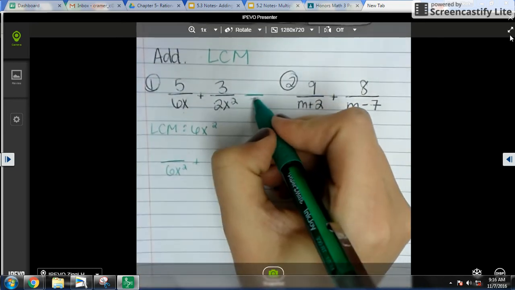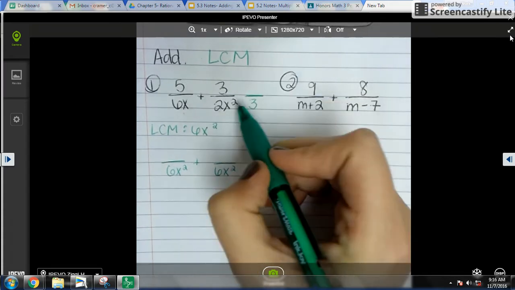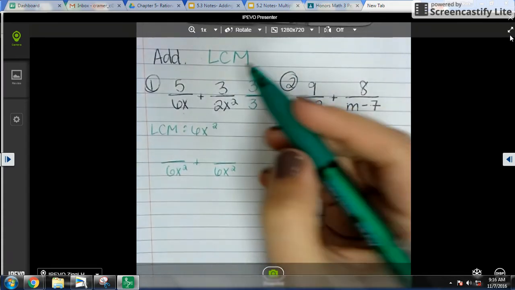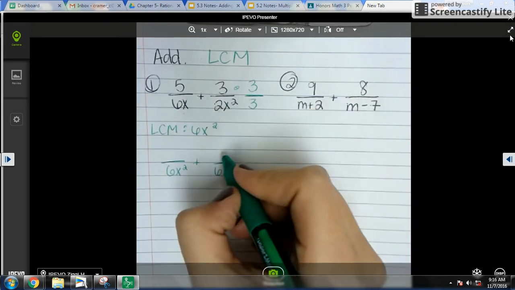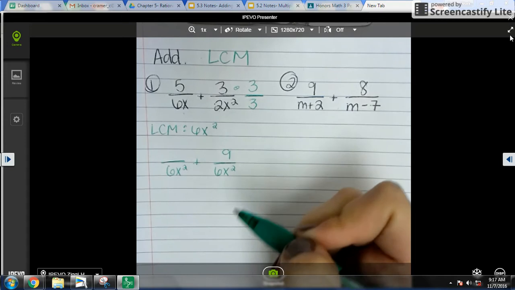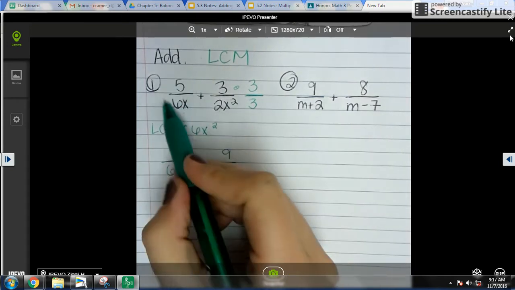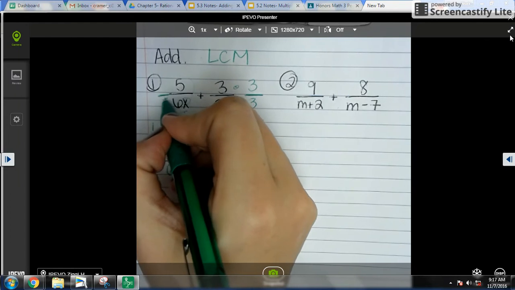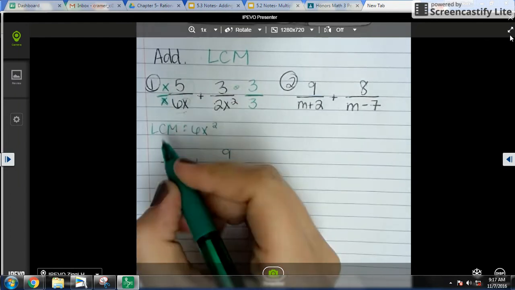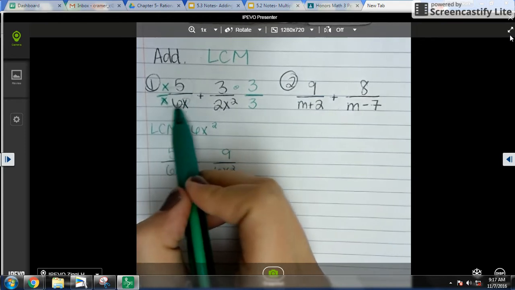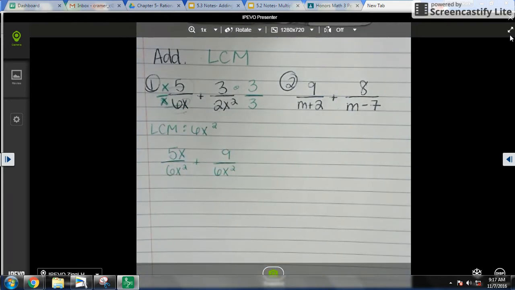Over here, we have to multiply by 3. If we multiply by 3 on the bottom, we also have to multiply by 3 on the top. So over here, we're going to do 3 times 3 is 9. 2 times 3 is 6x squared. And over here, how do we get this to be x squared? Well, we need to multiply by an x. So if we multiply by x on bottom, we also have to multiply by x on top. So now we have 5x on top, 6x squared on bottom.